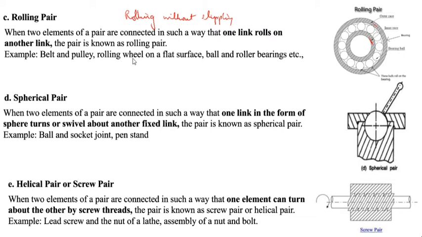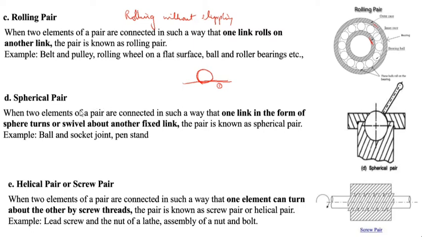Example is belt and pulley, rolling wheel on a flat surface. You see, rolling wheel on a flat surface. One link rolls on another link. This is link 1, link 2, which rolls. Ball and roller bearings. This is the ball and roller bearings.